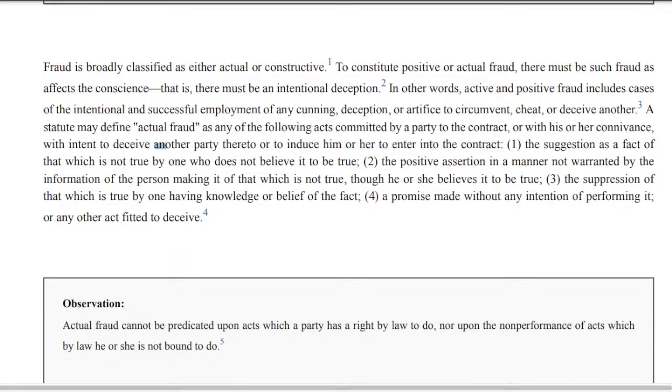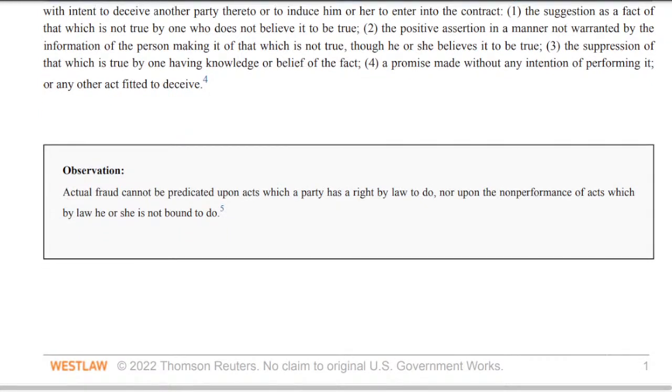Any act to induce him or her to enter into the contract. It's a long sentence. A statute may define actual fraud as any of the following acts committed by a party to the contract. Okay. That's a good long sentence there. Observation. Actual fraud cannot be predicated upon facts which a party has a right by law to do, nor upon the non-performance of an act which by law he or she is not bound to do.